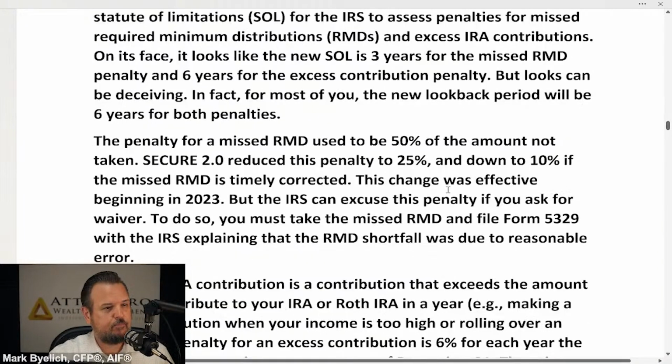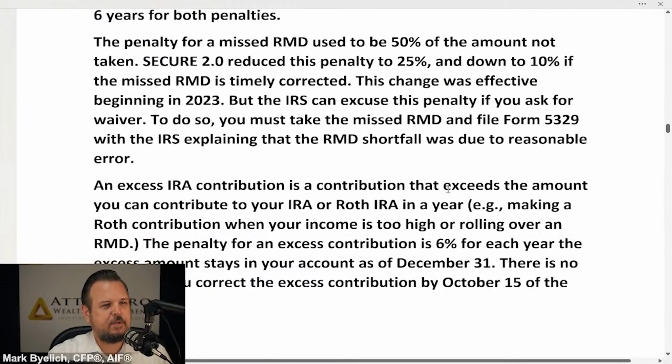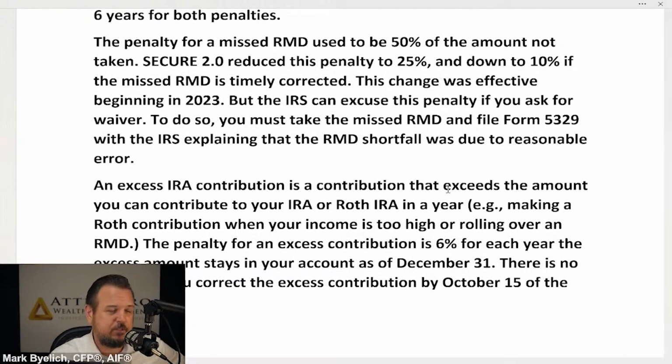The penalty for a missed RMD used to be 50% of the amount not taken. It used to be the largest penalty in the books. Actually, I think it still is. Secure 2.0 reduced this penalty to 25% and down to 10% if the missed RMD is timely corrected. This change was effective beginning 2023, but the IRS can excuse this penalty if you ask for a waiver. To do so, you must take the missed RMD and file Form 5329 with the IRS explaining that the RMD shortfall was due to a reasonable error.